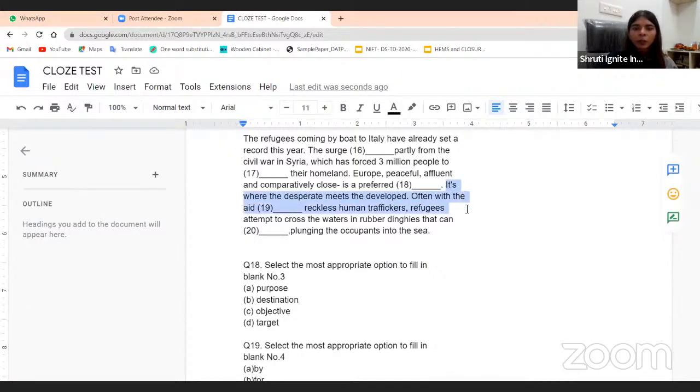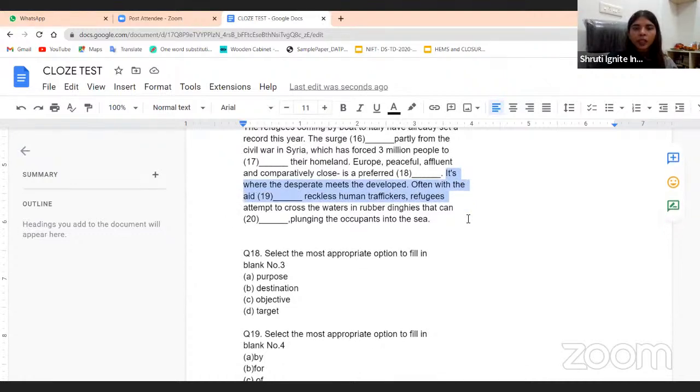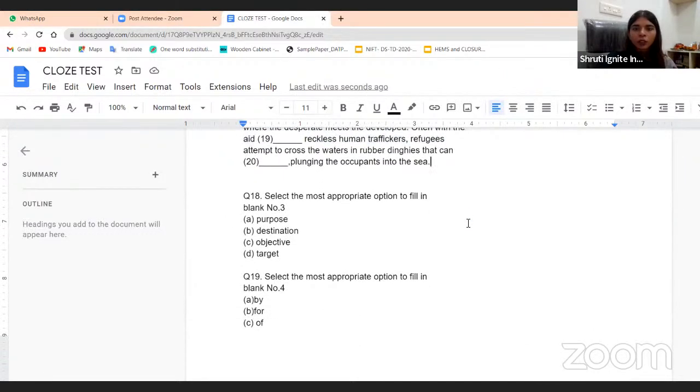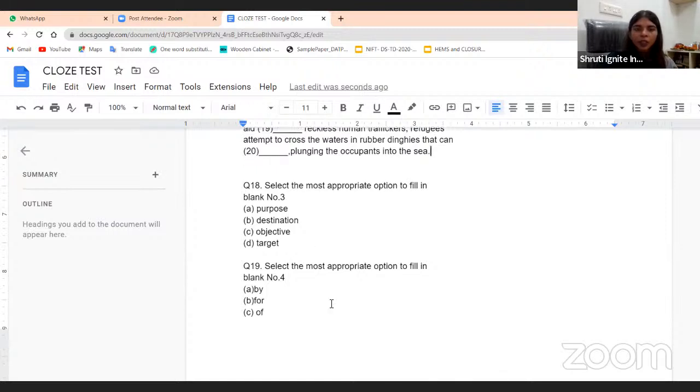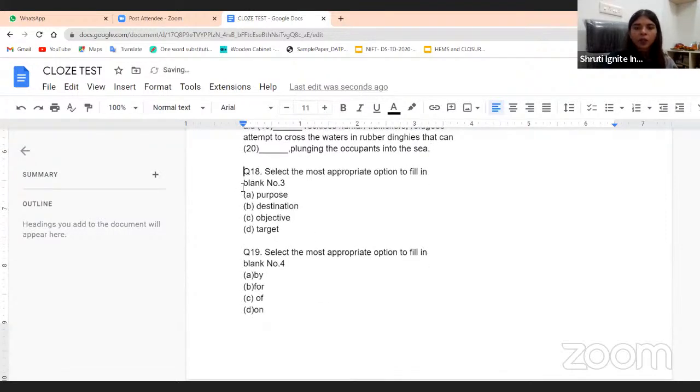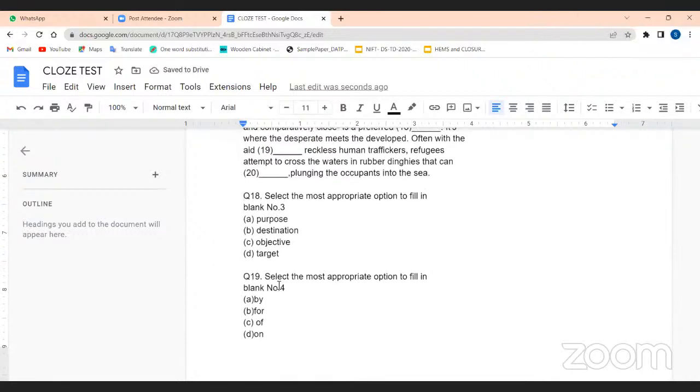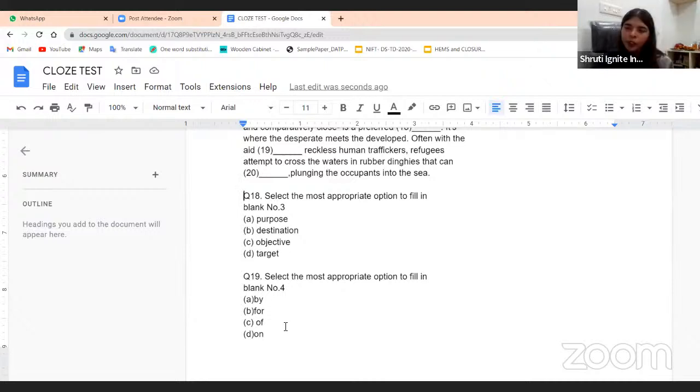It's where the desperate meets the developed, often with the aid dash reckless human traffickers. Refugees attempt to cross the waters in rubber dinghies that can dash, plunging the occupants into the sea. So we are looking at 19 right now. Aid of. Often with the aid of, because you're talking about help of. So aid is another word for help, right? So with help, you'll be using of. Is that fine?